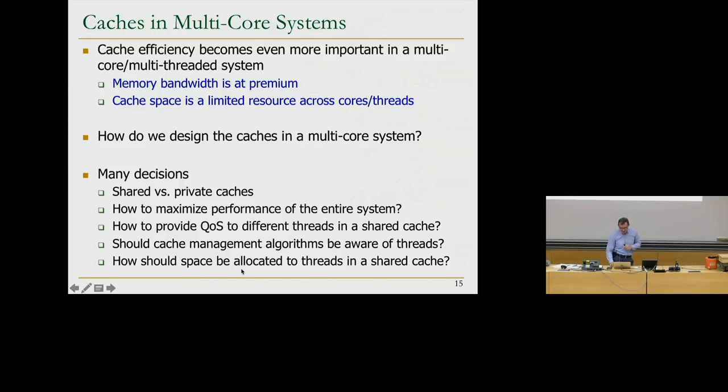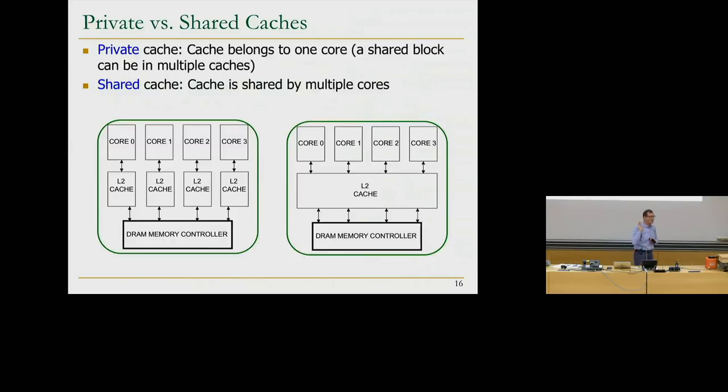So you should really be aware of the threads, actually. And how should the cache space be allocated to threads in a shared cache? I'm not going to answer all of these questions. I'm going to cover a couple of interesting design choices. In this case, I'm assuming L1 caches are private to the core. But if you have multi-threading in a core, even L1 caches are shared between different threads inside a core, actually. That's true for GPUs, for example, very heavily. So what is private cache? Private cache means that cache belongs to one core. A shared block can be in multiple caches.